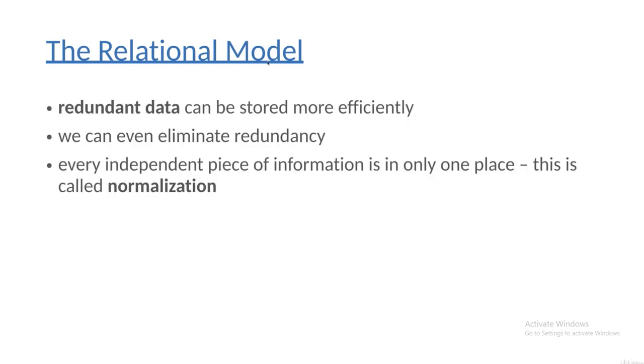Okay, and what is the main advantage of the relational model? The main advantage is that redundant data can be stored more efficiently. We can even eliminate redundancy. So every independent piece of information is located in one place, and this is called normalization. So this is the main advantage of the relational model, that we can eliminate redundancy.